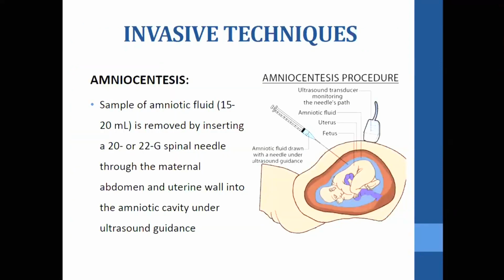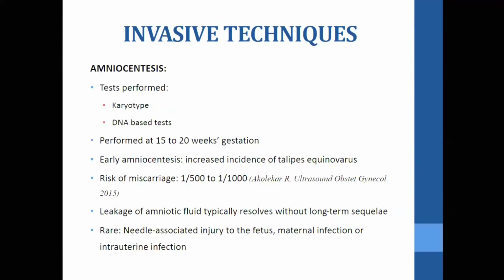So this is a picture showing amniocentesis. Here we take around 10 to 15 ml of amniotic fluid by inserting a 20 gauge spinal needle through the maternal abdomen and uterine wall into the fetal amniotic cavity. The procedure is done under ultrasound guidance. So we can do karyotyping and other DNA-based tests on amniotic fluid.